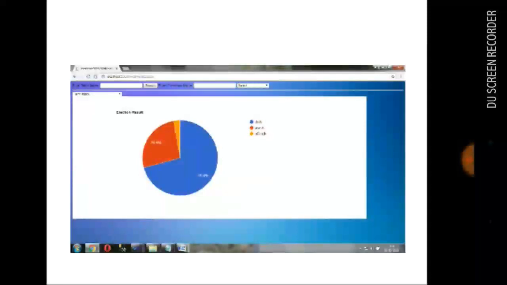Finally, the result will be declared on the day itself by the election commission. How many votes every candidate got in the result will show the party name and the candidate name.